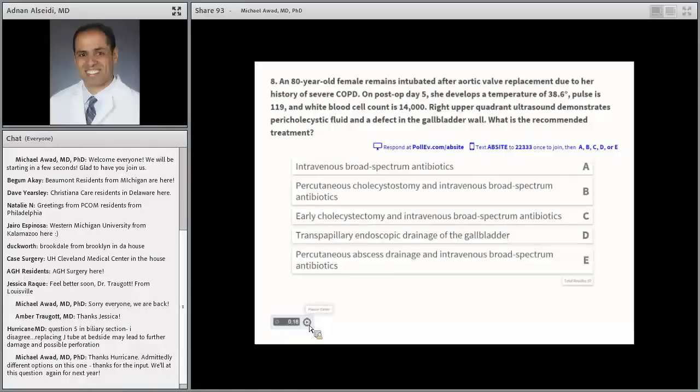A is intravenous antibiotics, broad spectrum. B is percutaneous cholecystostomy tube and intravenous antibiotics. C is early cholecystectomy and intravenous antibiotics. D is transpapillary endoscopic drainage of gallbladder. And then E is percutaneous abscess drainage and intravenous antibiotics.